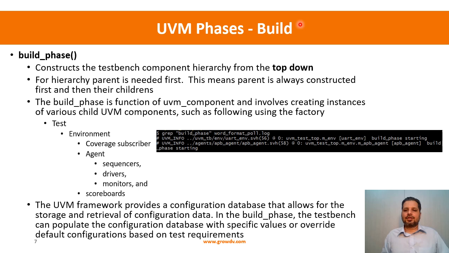Okay, we'll start off with the build phase, which is the first phase. So build phase constructs the test bench hierarchy from top down, and for hierarchy the parent is needed first. This means that the parent is always constructed first and then their children. That's why it runs top down, which we have already briefly looked at. The build phase is a function of UVM component and involves creating instances of various child UVM components using the factory.